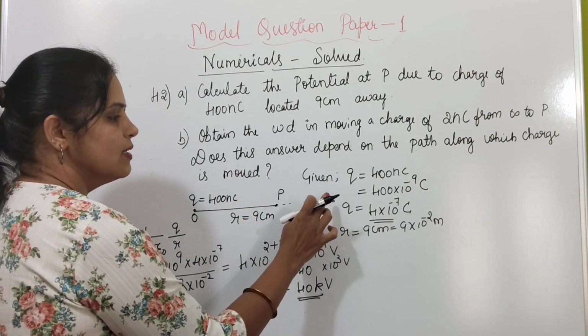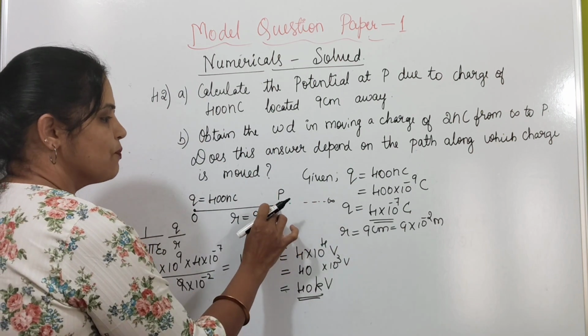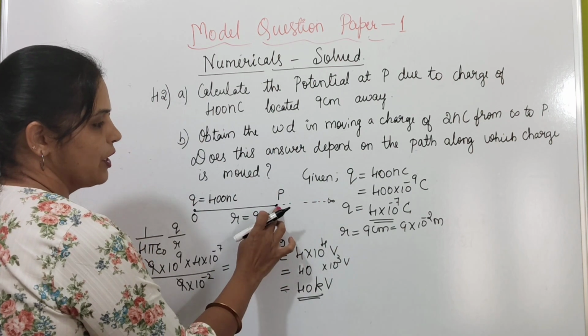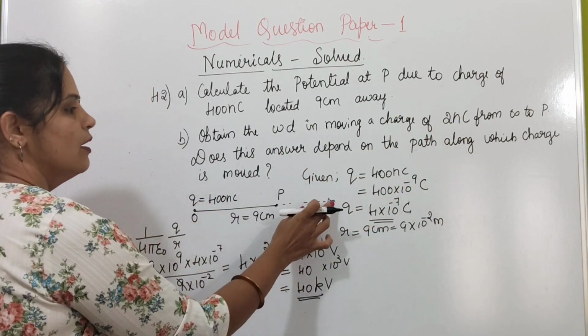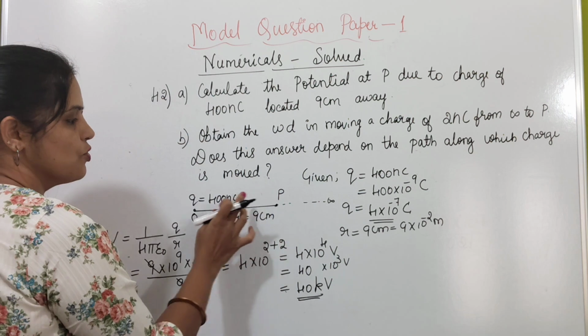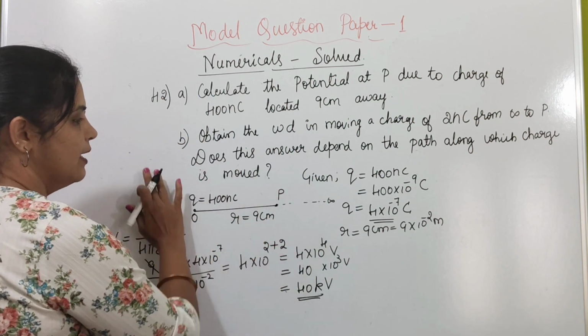So infinity means it is a point where the potential is 0. Here this point has 40 kilovolt of potential. You are bringing the charge 2 nanocoulomb from infinity to this point. So what happens here? This charge produces an electric field, right?